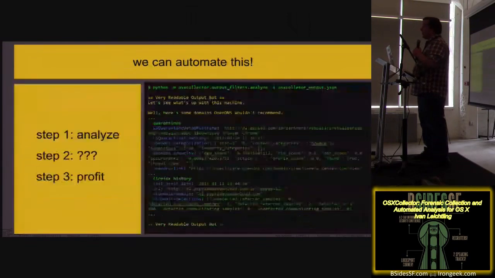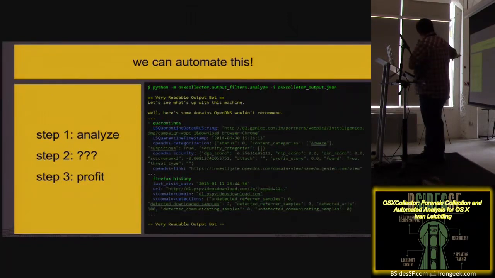So then we went for, let's just automate the whole thing. We kind of knew what we were doing. We've been doing it for a while, so we automated it. It's a little hard to see, but basically, we now run generally one command, and then it prints out some very readable output. This is just a small snippet of it. But this is saying, here's some activity going on, quarantines, from domains that OpenDNS said were bad. Why'd you go there? They're bad.